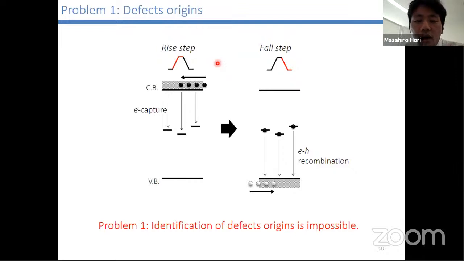However, there are two problems. One problem is defect origins. As I mentioned in the previous slide, charge pumping is sensitive to electronic charges. However, the charge pumping method is not sensitive to the electronic spin. Therefore, we cannot identify the defect origins responsible for the charge pumping. In other words, we don't know which kinds of defects contribute to the charge pumping process.